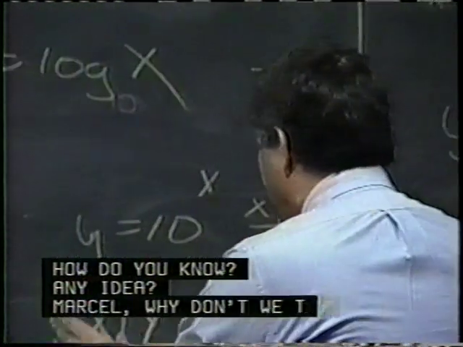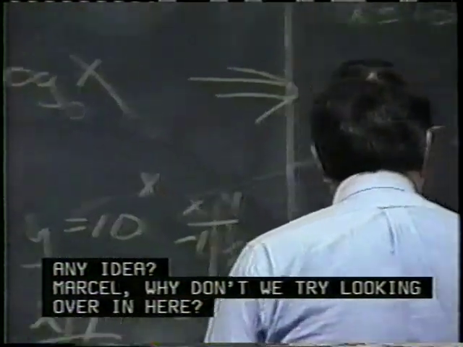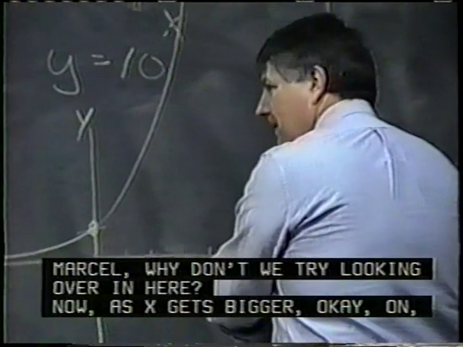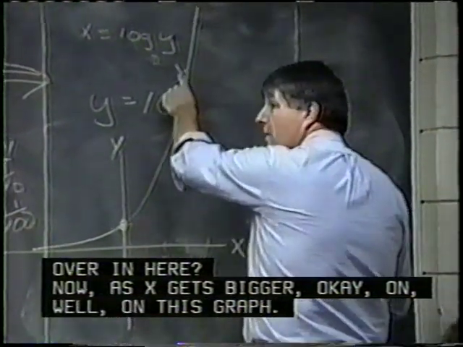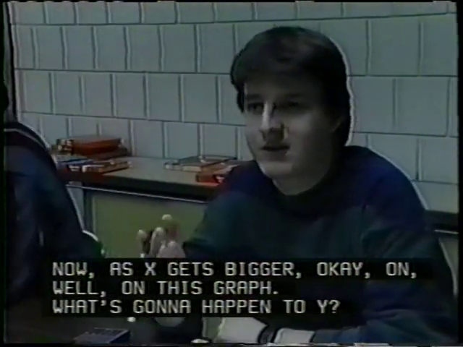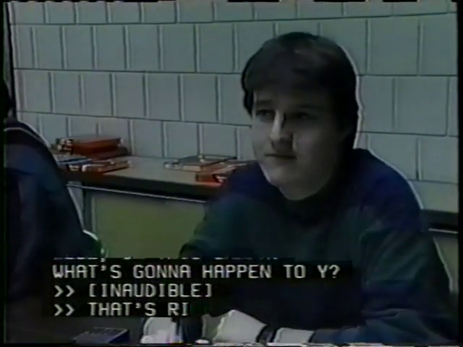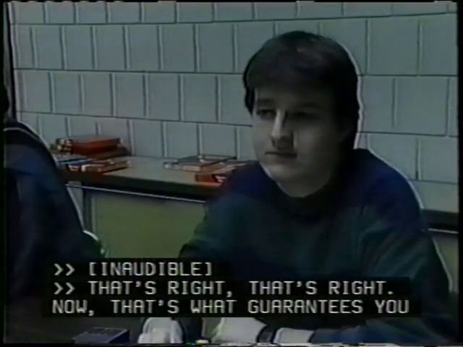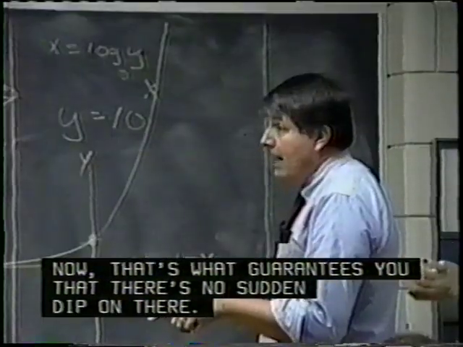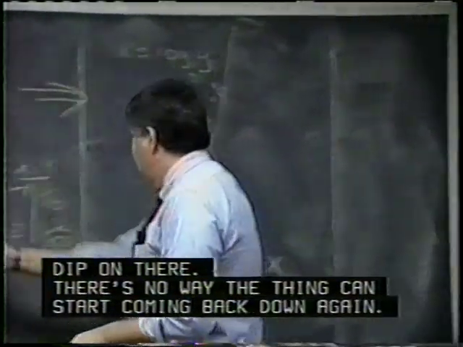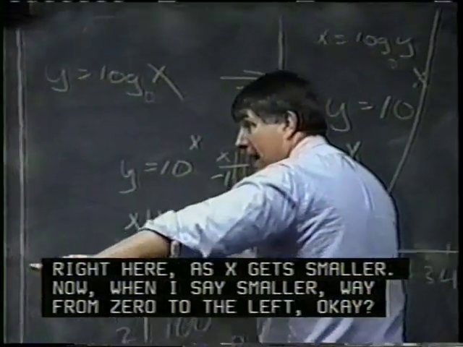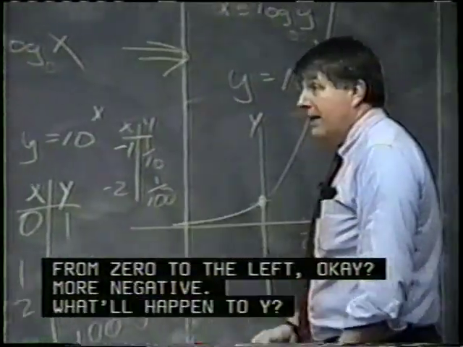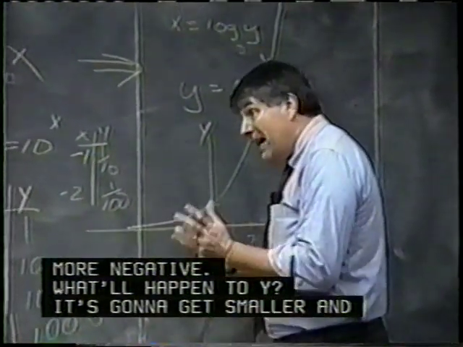Marcel, why don't we try looking over in here? Now, as x gets bigger, on this graph, what's going to happen to y? That's right. Now, that's what guarantees you that there's no sudden dip on there. There's no way the thing can start coming back down again. Right here, as x gets smaller, and when I'm saying smaller, I mean away from 0 to the left, more negative, what will happen to y? It's going to get smaller and smaller, but it'll never get to 0, will it?